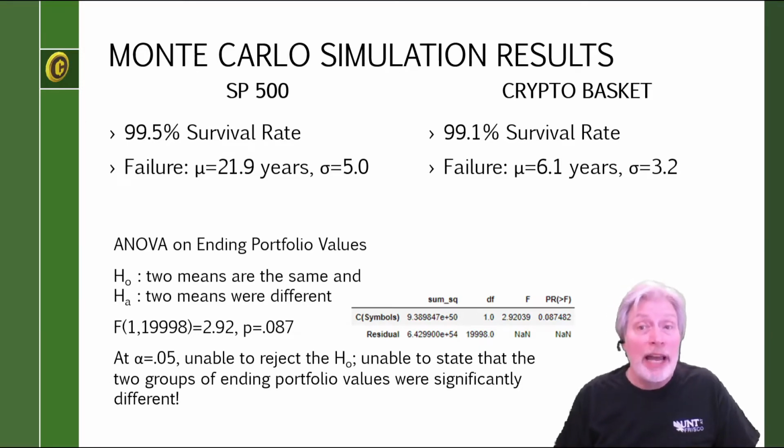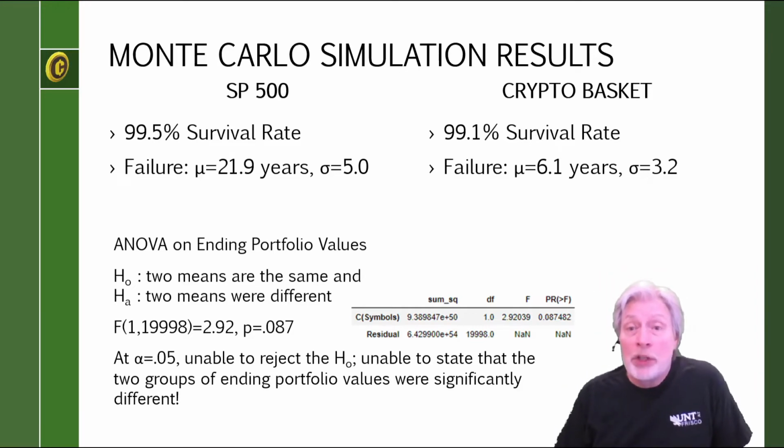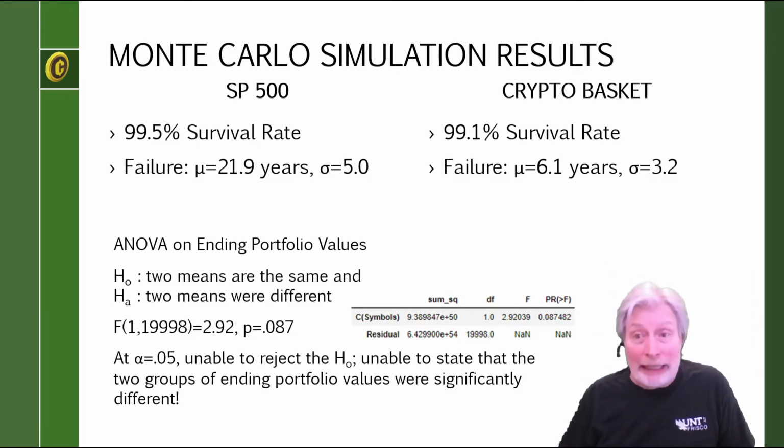This was contrary to what I expected based on the variability seen and the perceived risks associated with digital currencies. There was an interesting difference in that if the portfolio did fail with an S&P 500 portfolio, it usually took about 22 years. But even though the crypto basket typically survived 99% of the time, if it was going to fail, it failed very early, at around 6 years.